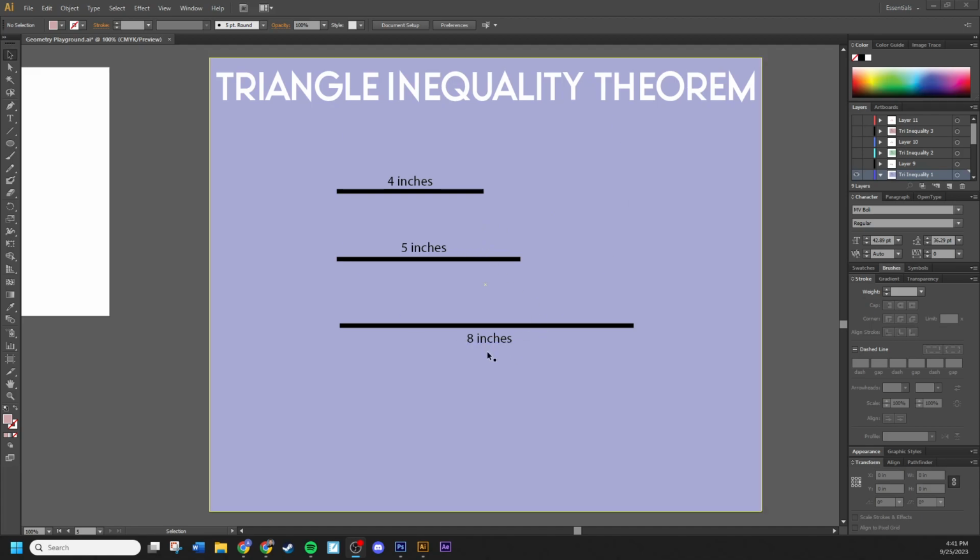Really, any two sides when added together should be larger than the other side, but mainly we look at it as the two smallest ones must add up to larger than the largest one. So let's go ahead and give this a try. I have three different examples here that we're going to take an interactive look at to see if they can work. So let's start with this one.